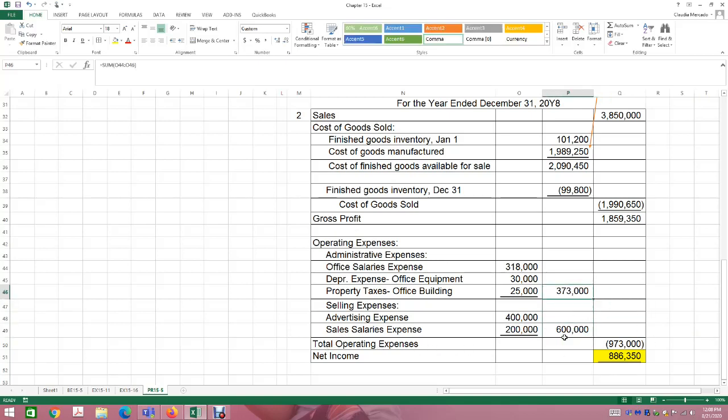You add these two numbers up. And because it is an expense, this is money that you are paying out, it is going to be a minus or in parentheses. So that's going to be giving you $973,000. So once you have that calculated, you just get your gross profit minus your total operating expenses of 973, and that will give you a net income of 886,350.